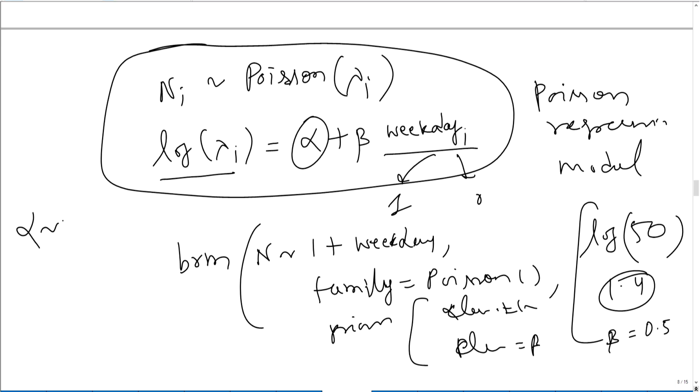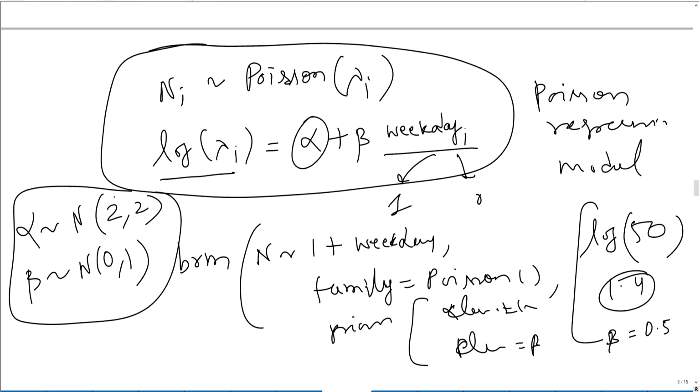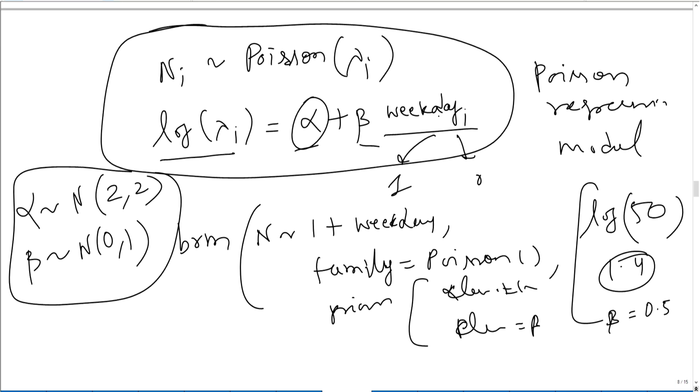So let's say on alpha, you define a normal 2, 2 prior. On beta, you define a normal 0, 1 prior. Okay, so this is a reasonable range. You shouldn't define priors in the range of 50 and hundreds, right? But that's not where alpha and beta are going to be now, because you're exponentiating them. So this is the Poisson regression model.